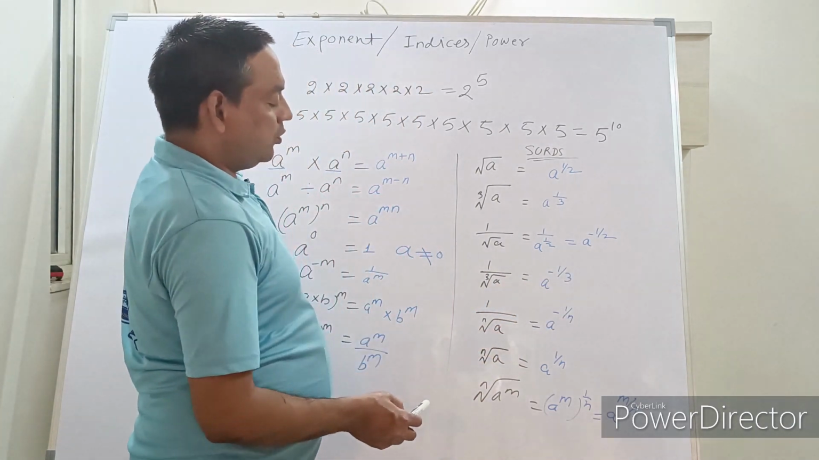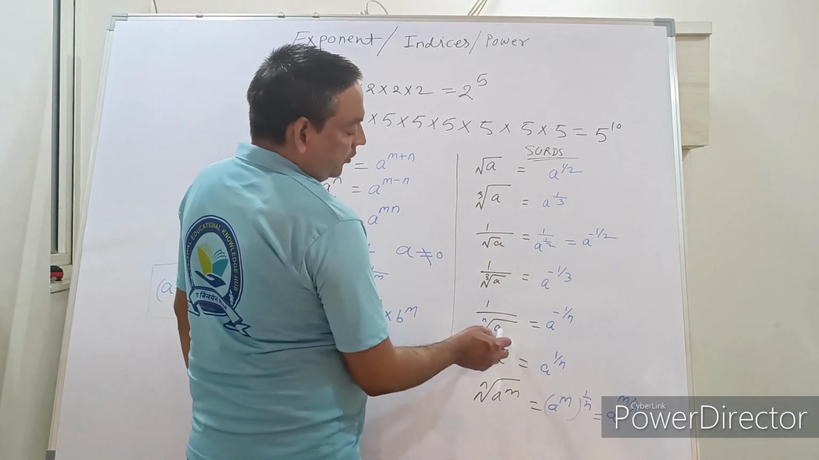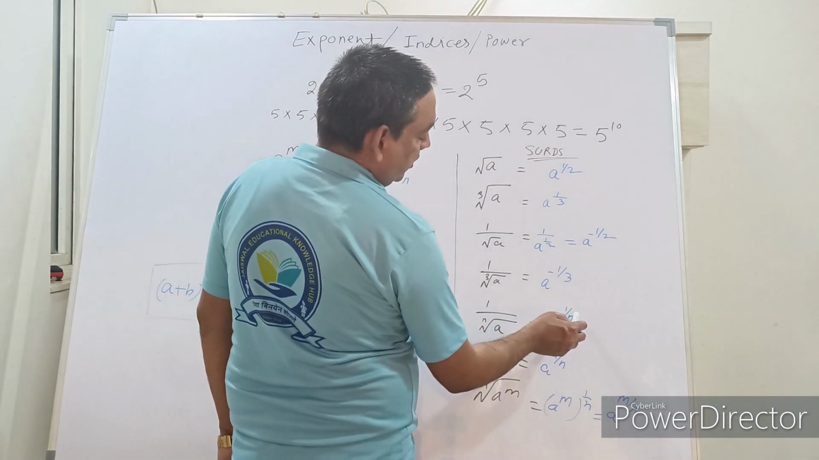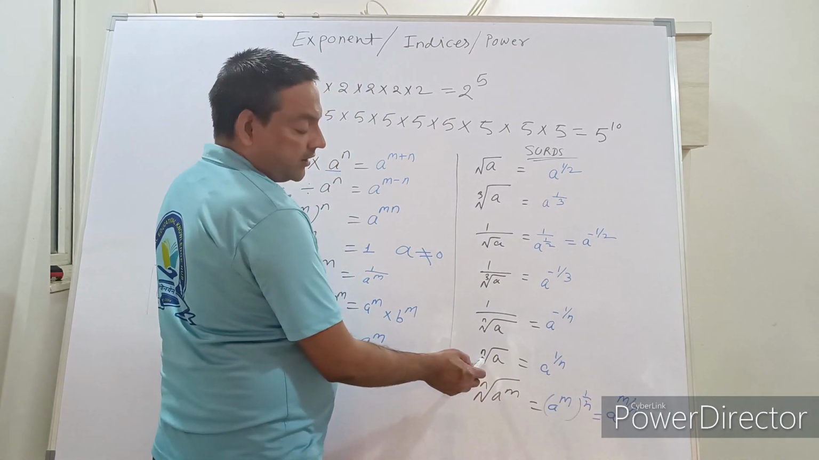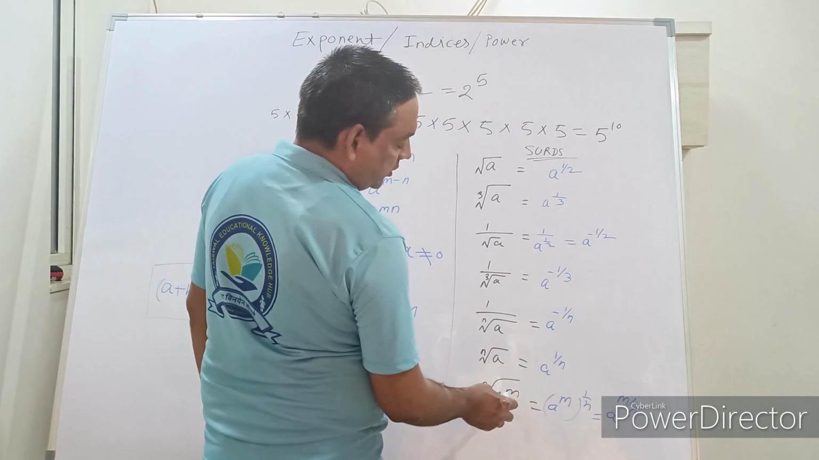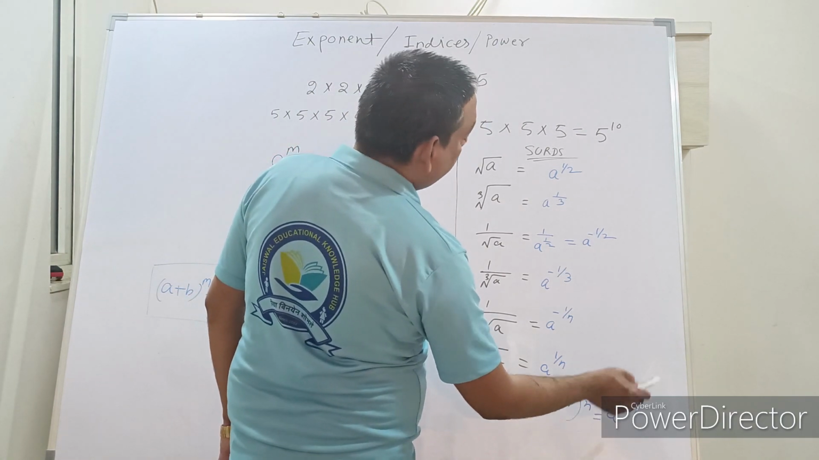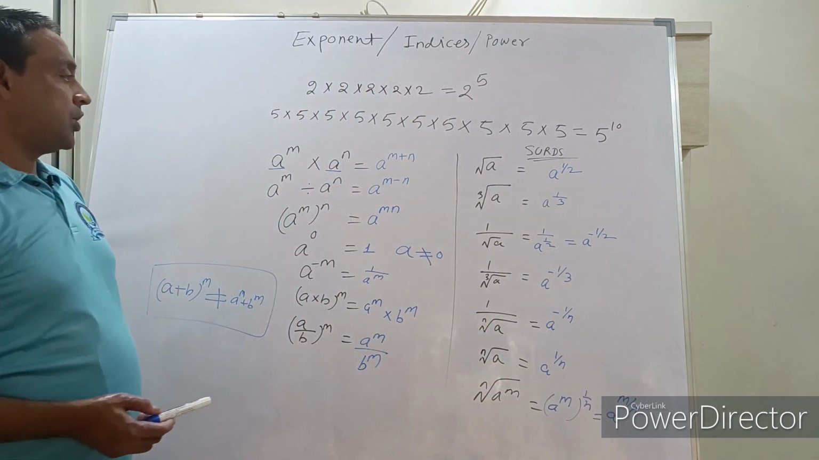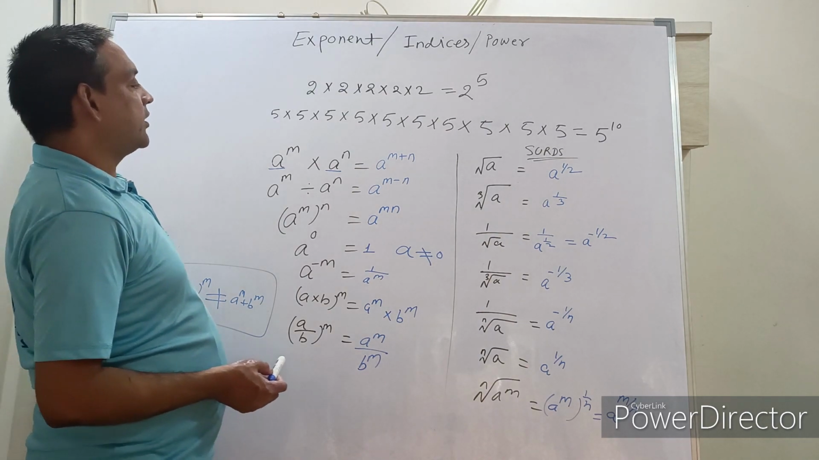Then 1 upon nth root of a is equal to a raised to minus 1 upon n, and if only nth root of a is given, it is a raised to 1 upon n, and nth root of a raised to m is nothing but a raised to m upon n. Okay, so now what we'll do here, we'll take the 1 part.